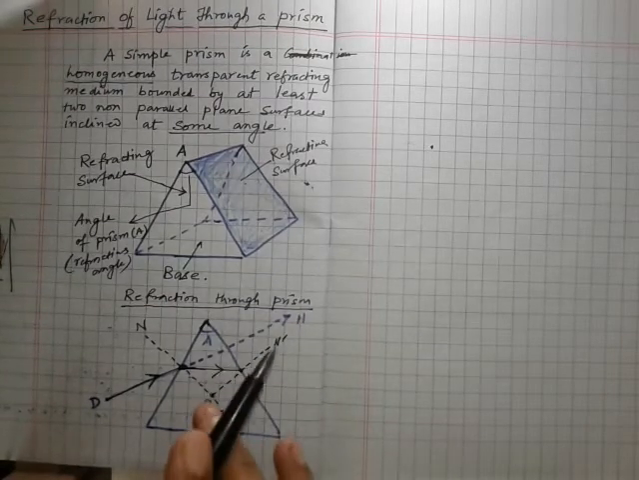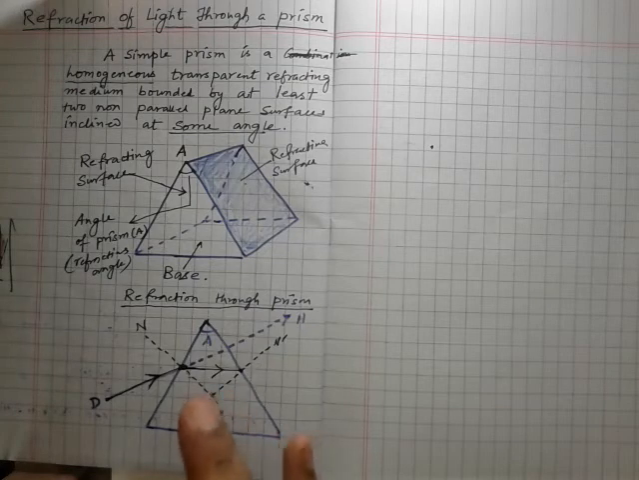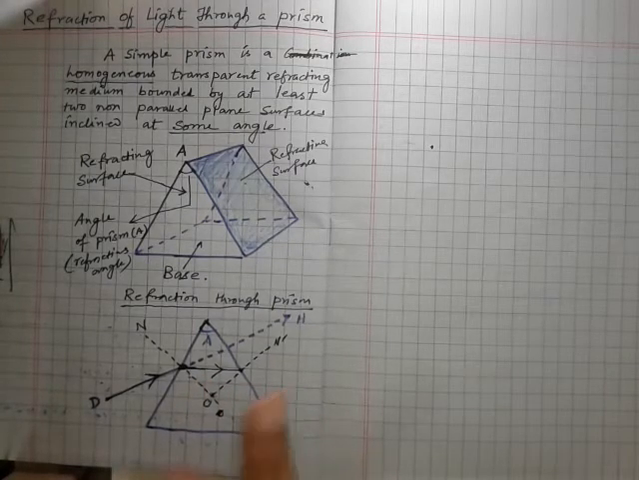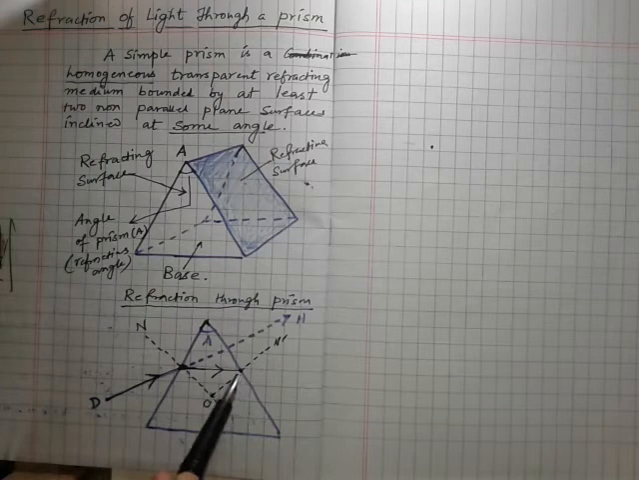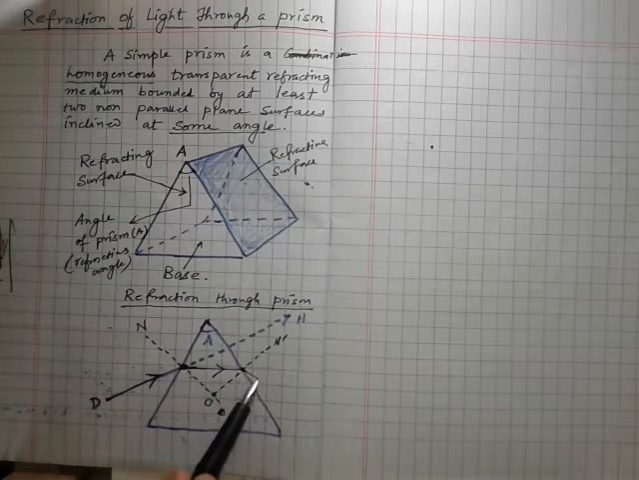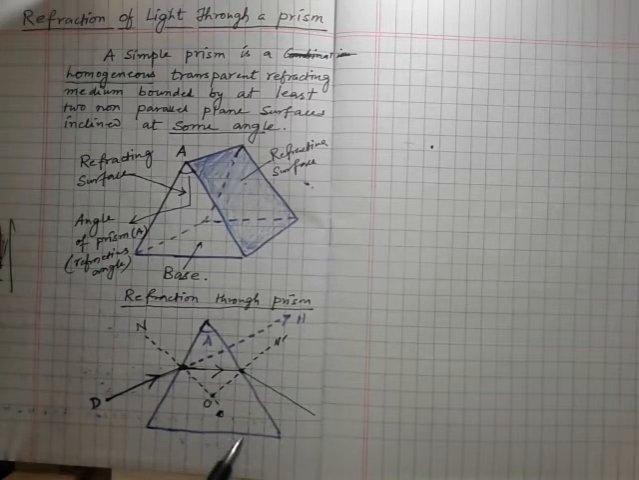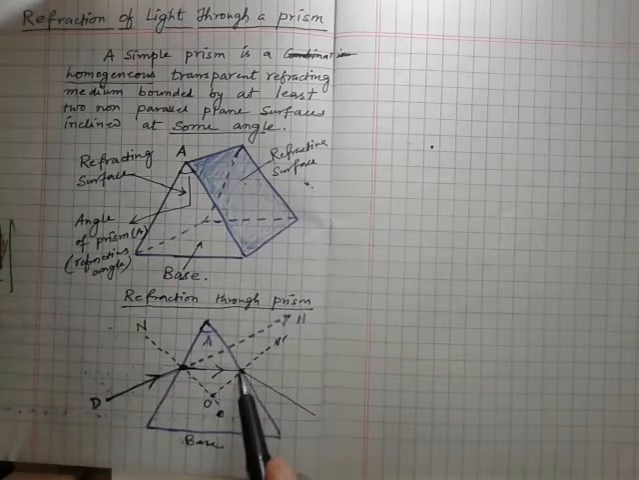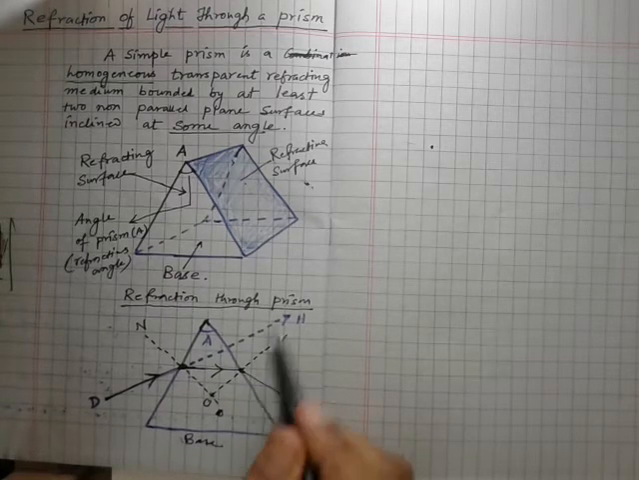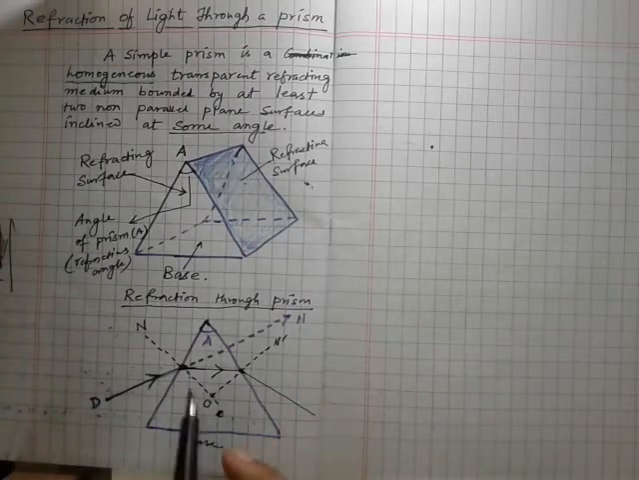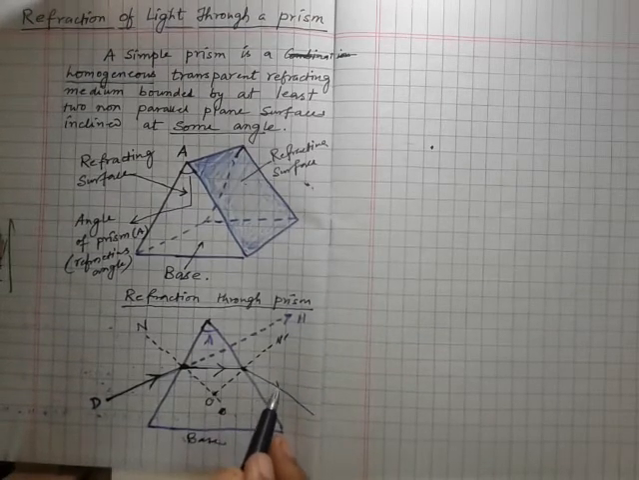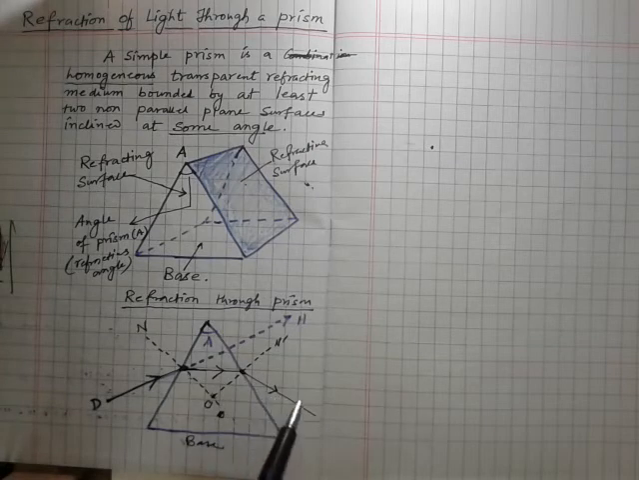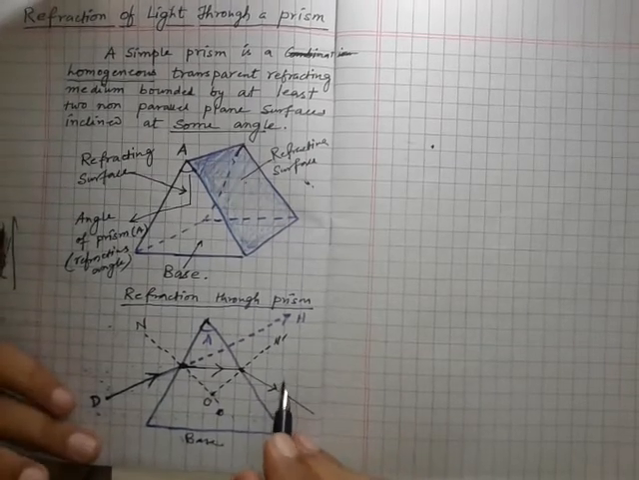Then in this case the light is going from the denser medium to the rarer medium. So light will bend away from the normal, in this direction. So remember, the light will bend towards the base of the prism. This is the base, no? Sometimes students make mistakes and draw the line in this direction. That is completely wrong. Light will bend towards the base. So this is the emergent ray.